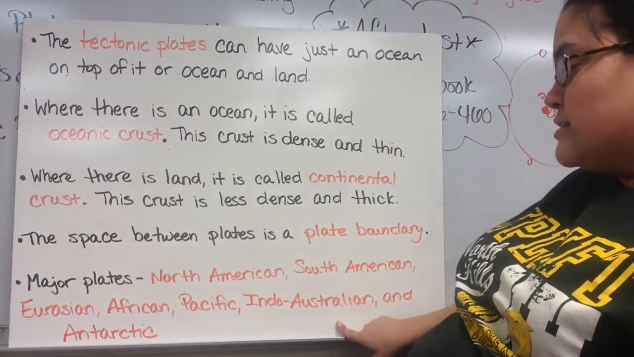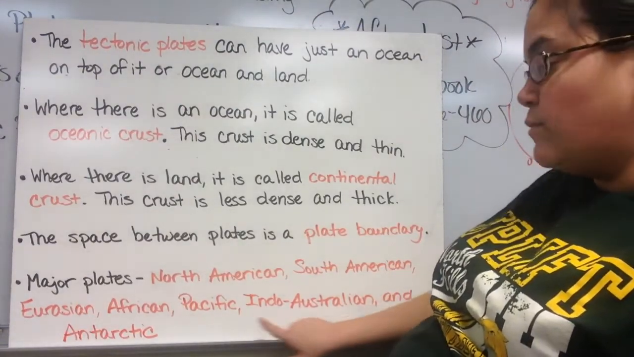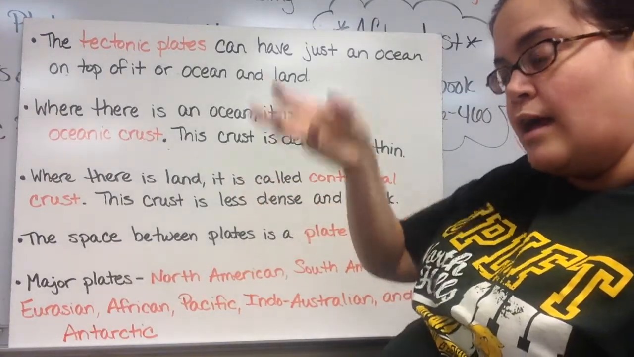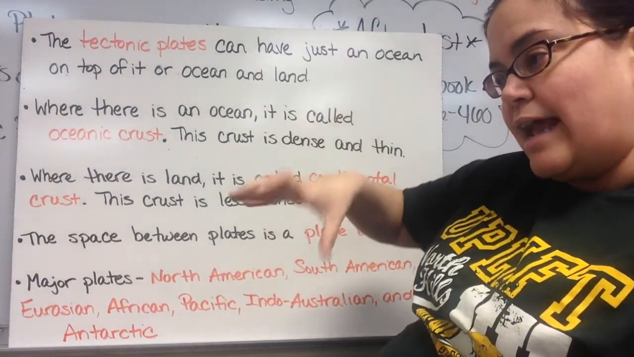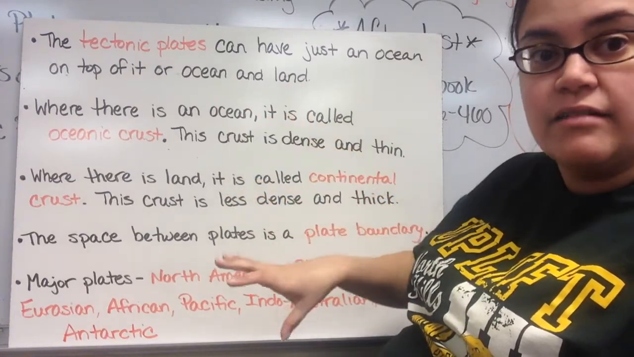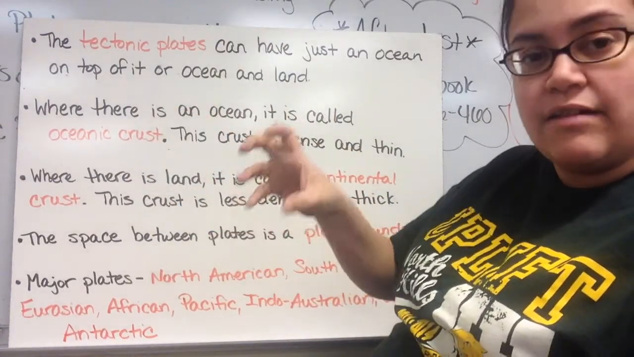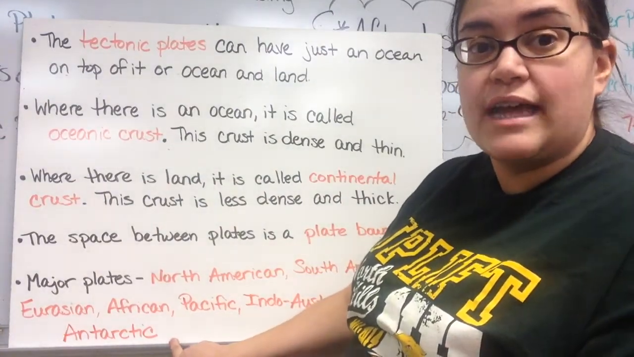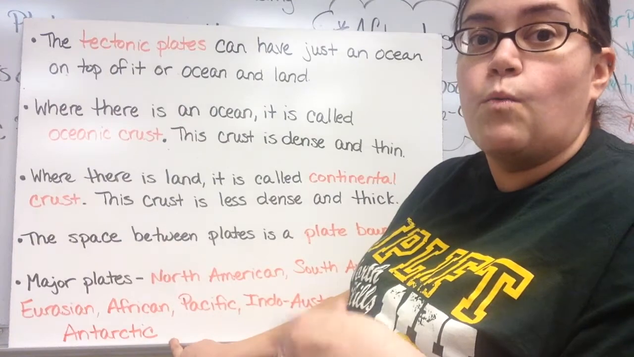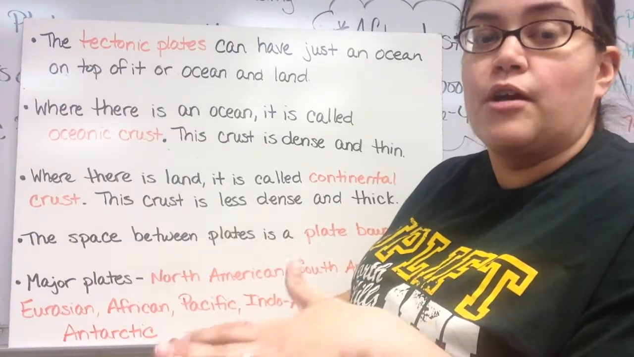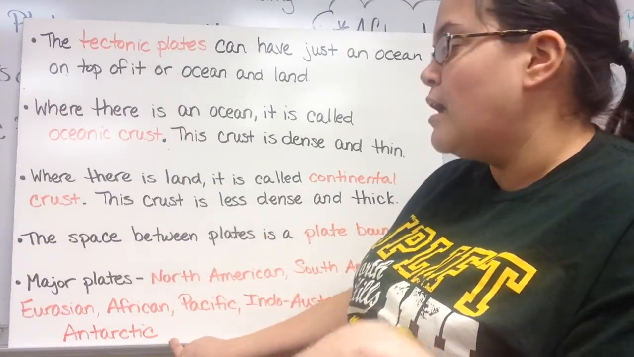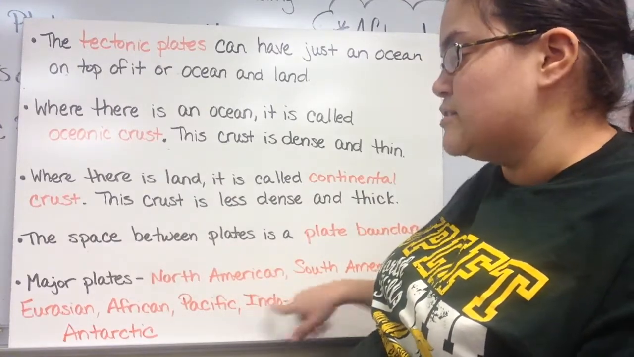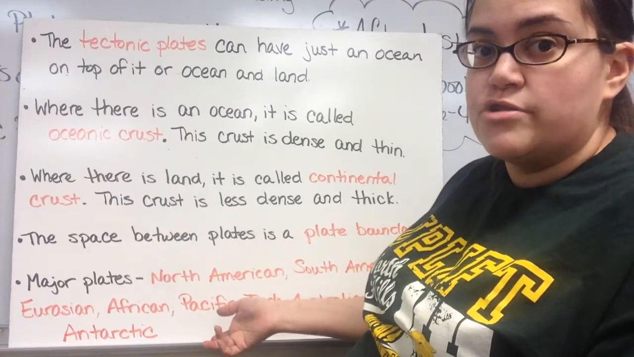Indo-Australian has the continent of Australia as well as India. So it's a plate that has that whole Southeast Asia, Indian Ocean area on top of it, and then the Antarctic plate. This has Antarctica and then some of the southern part of the oceans that are right around Antarctica. So there are 7 major plates that you need to know, and it's pretty easy because they just go based on the continent or the ocean that's on them.